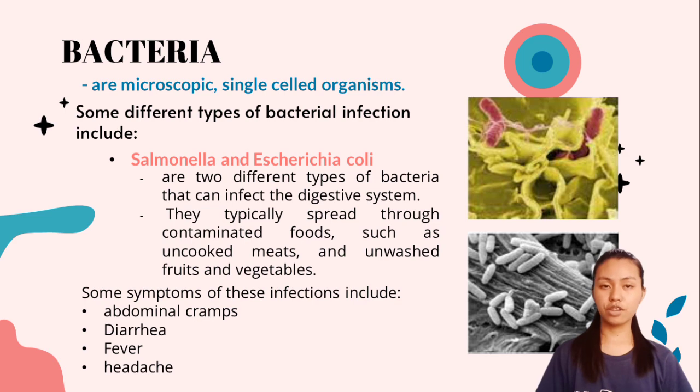Some different types of bacterial infections include Salmonella and Escherichia coli. Salmonella and Escherichia coli, or E. coli, are two different types of bacteria that can infect the digestive system. Salmonella and E. coli are both bacteria, and they are fundamentally very similar. Salmonella actually evolved from E. coli about 100 million years ago.